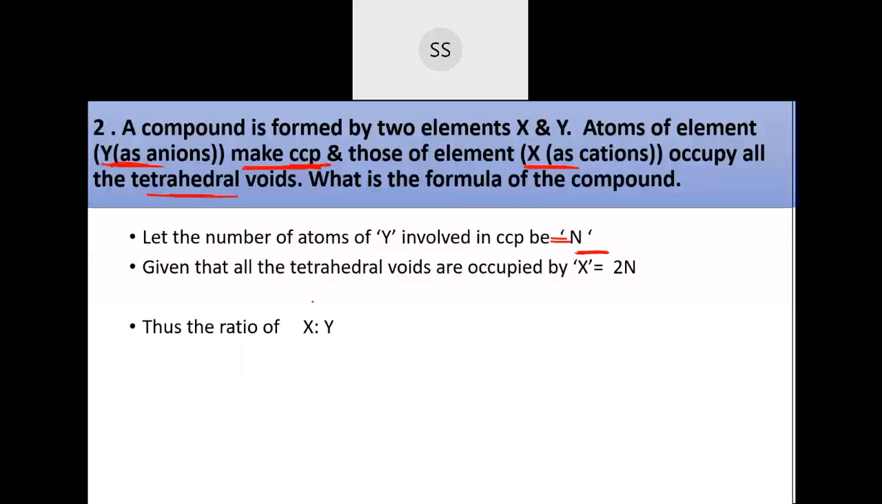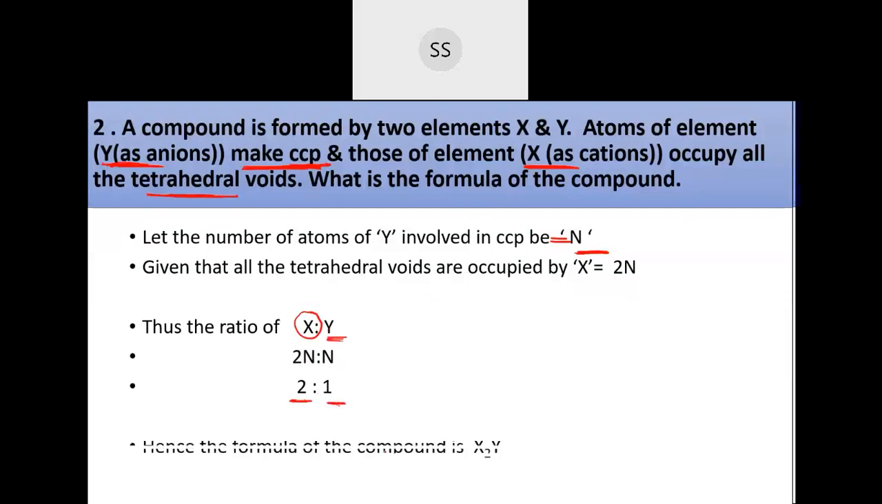You have given the answer. So the ratio of X to Y will be: the X value is 2N and the Y value is N. So we can write 2N is to N. If you take the ratio of this, you will get 2:1. So that means how many X atoms do we have? 2. And how many Y atoms? 1. So you can write the formula as X2Y. This is how you usually write the formula of the compound. 2 X atoms are there, so X2Y.